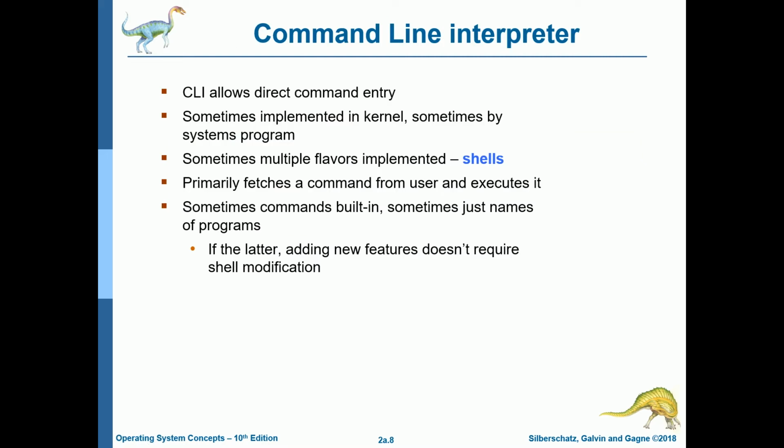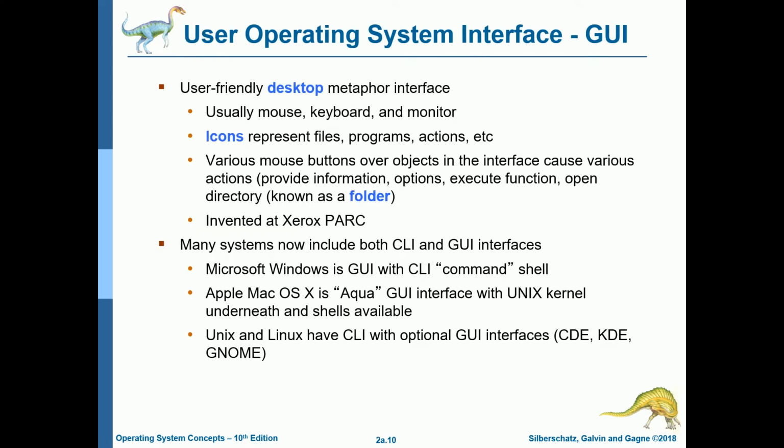Now, going into each one of these parts a little bit further, you do have something called a command line interpreter that is a user interface. This allows direct command entry, so you can think of this like the command line. You can also have a graphical user interface, where you have graphics that represent these ideas. These are called icons that represent files, programs, and actions. This was invented by Xerox. And many systems include both a command line interpreter and a graphical user interface.